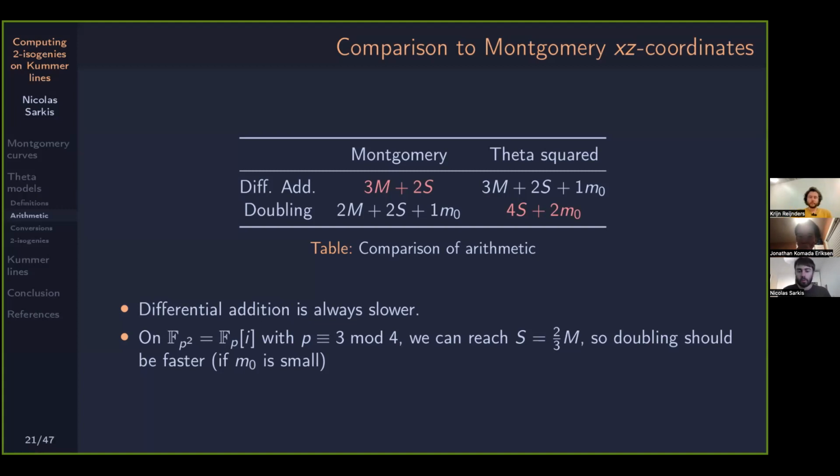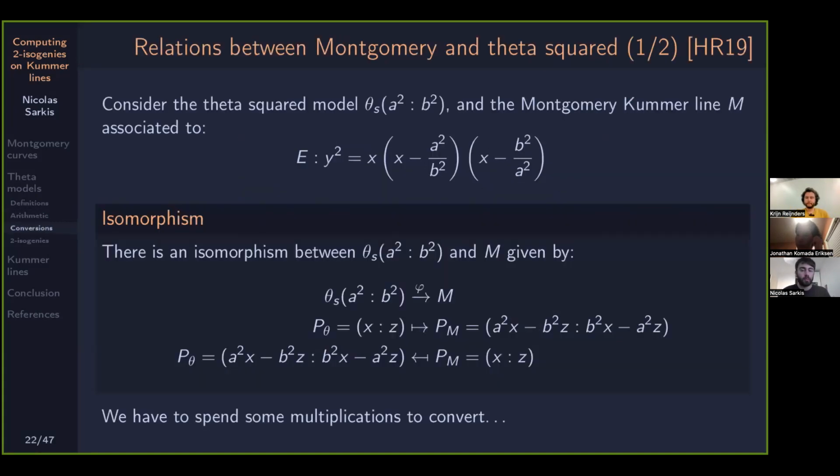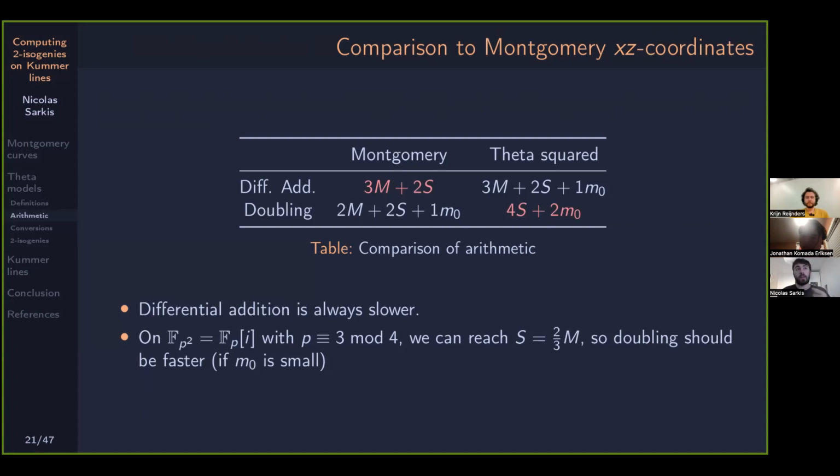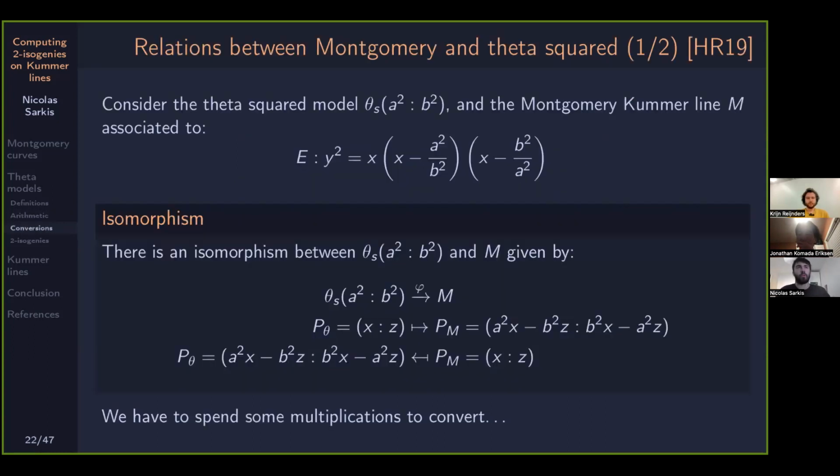I have an example after. I first have to explain how to convert between them, because the idea we would like to use is, because we have a better differential addition in Montgomery and a better doubling in theta squared, can we convert between them to get the best differential addition and the best doubling? And the answer is yes, we can. So I will try to explain this a bit.